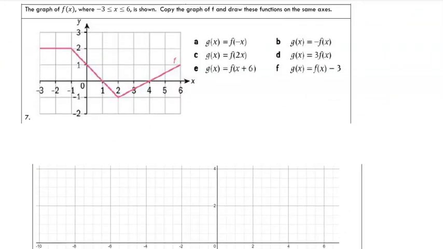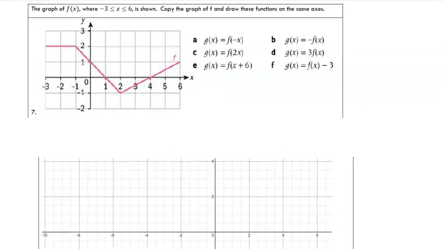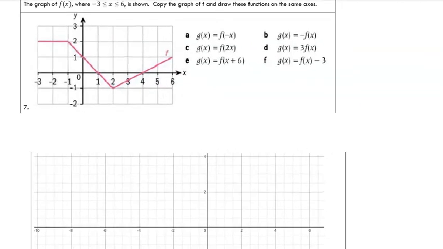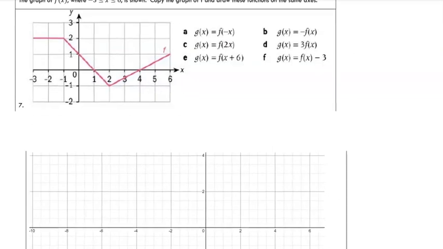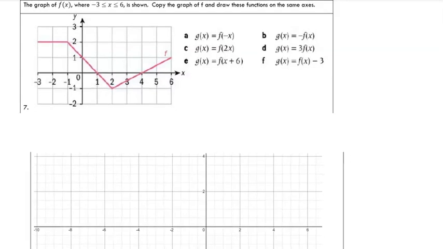Okay, so let's take this. Copy the graph of f and draw each function on the same axis. Okay. This is a piecewise function. This is very similar to 3.4 that you did, except I did not ask you to write the equation of the piecewise function or anything like that. It's just telling you to just go ahead and transform it.